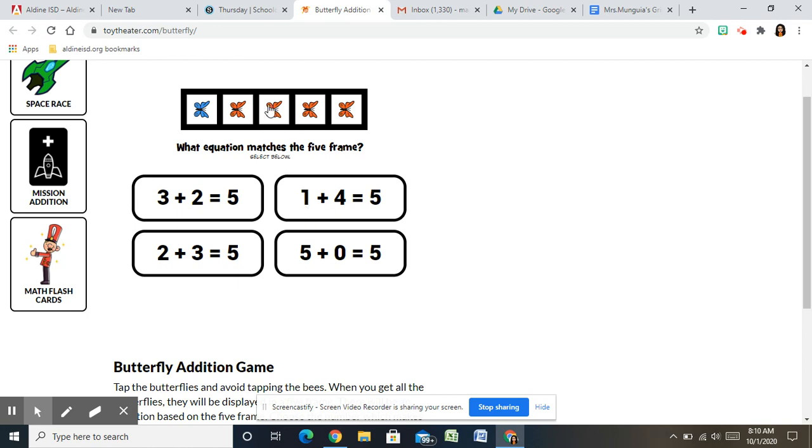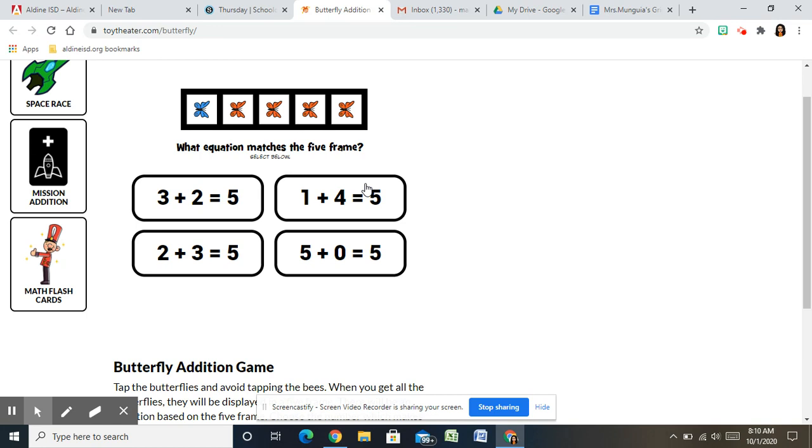Okay, now how many orange ones do I have? Let's count them. 1, 2, 3, 4. Oh, 1 plus 4 is equal to how many? 5. And remember, this is a 5-frame. So you know you have 5 items in there, because it's a 5-frame. So it's 1, 2, 3, 4, 5. This is the correct one. So I will select it.